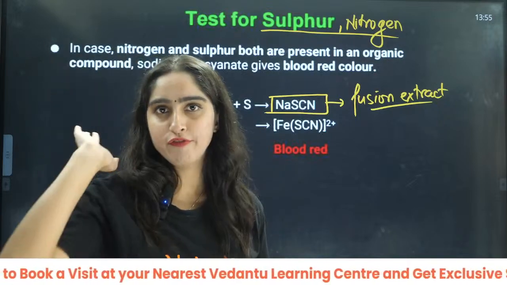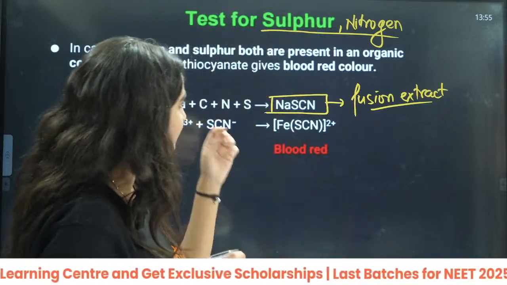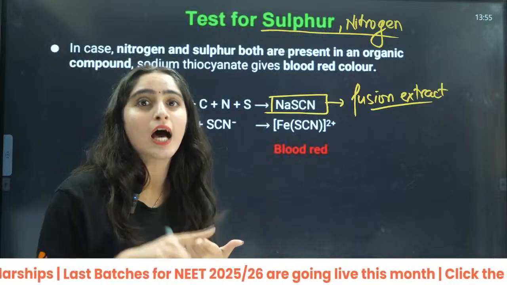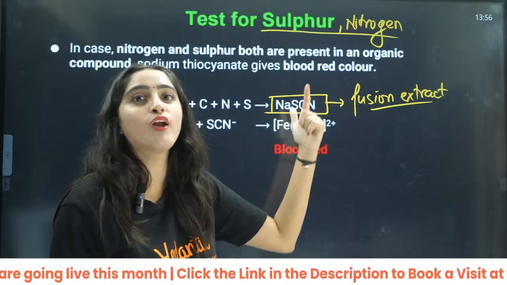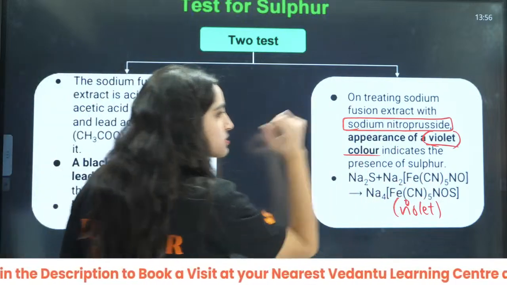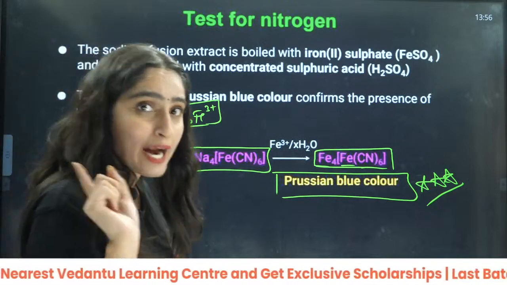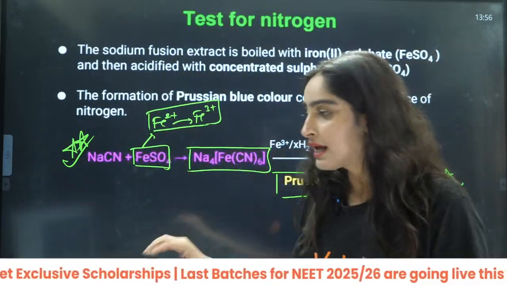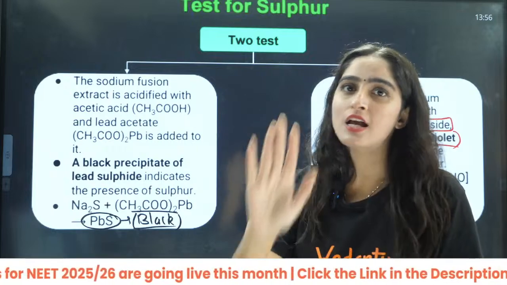Now, beta, all the tests have failed. I have done the nitrogen test, it failed. I have done that other test, that has failed. Now, nitrogen and sulfur both are present, but in the fusion extract you have SCN. So SCN will not react with this lead acetate. SCN will not react with this sodium nitroprusside. SCN will not react with this FeSO4, right? So nitrogen and sulfur both are present here, but still they are not giving the test of nitrogen or the test of sulfur. But the teacher is saying that nitrogen and sulfur are present here.